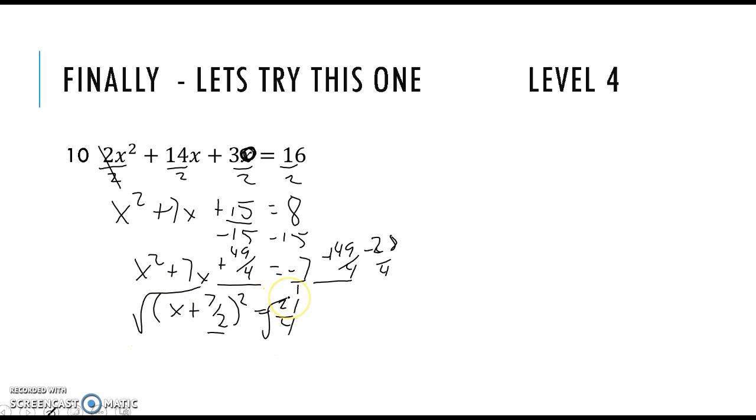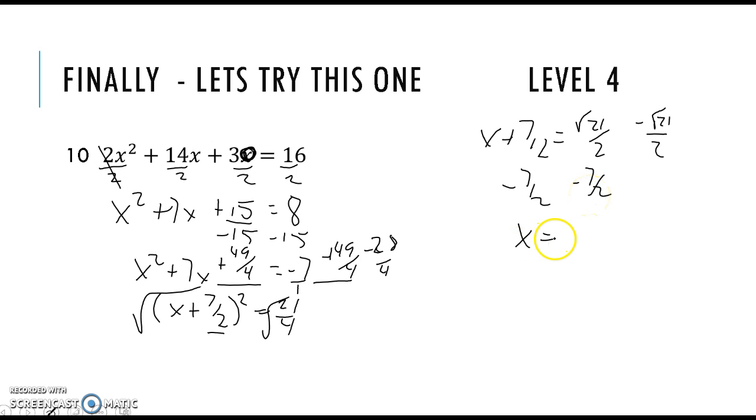And then when I take the square root of both sides, it'll be x plus 7 halves equals the square root of 21 over 2 and negative square root of 21 over 2. So when I subtract 7 over 2 from both sides, I will have x equals negative 7 plus the square root of 21 over 2 and negative 7 minus the square root of 21 over 2.